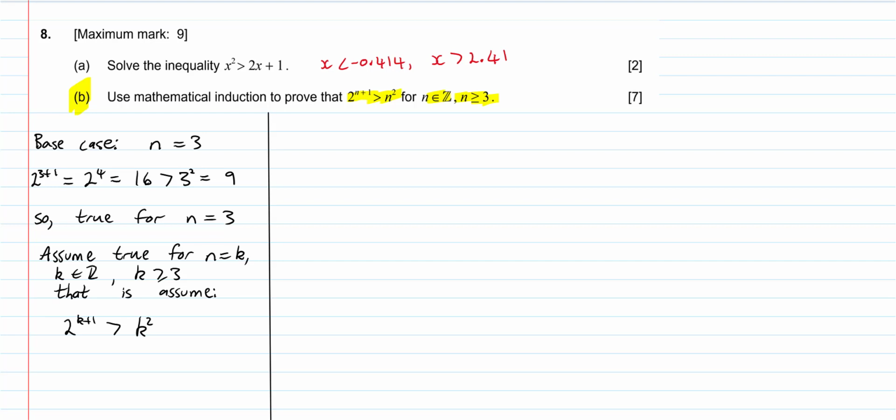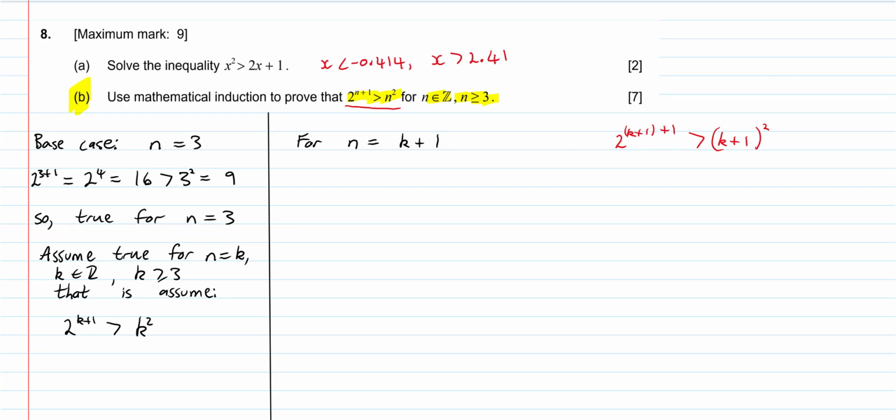And so the next step we do is we want to show that if it is true for n equals k, then it is also true for n equals k plus 1. So for n equals k plus 1, we want to think what we want to end up with. So we have our statement, 2 to the power of n plus 1 is greater than n squared. So if we have n equal to k plus 1, we want to end up with something like this, 2 to the power of (k plus 1), so I'll put that in brackets to make it clear, plus 1 is greater than (k plus 1) all squared.